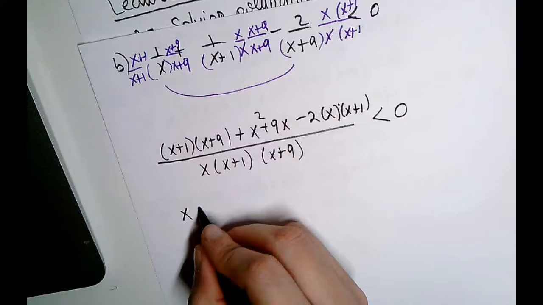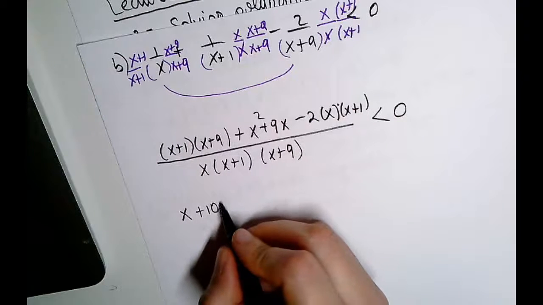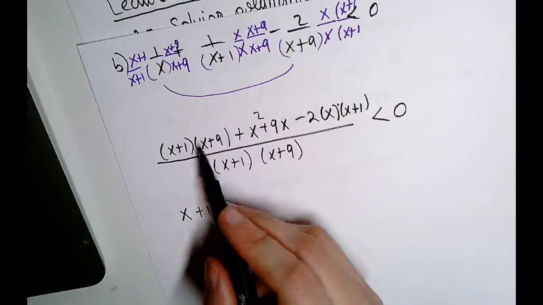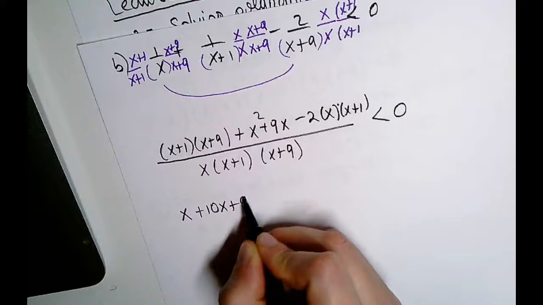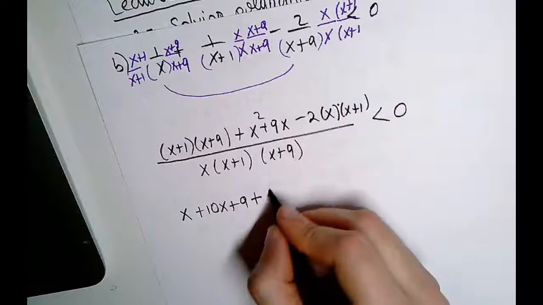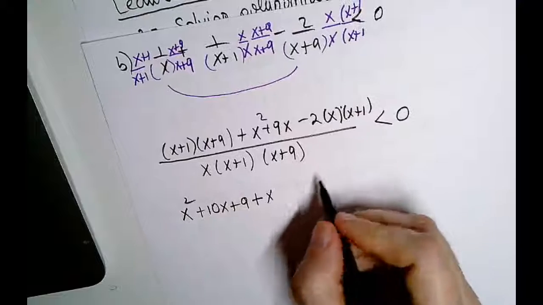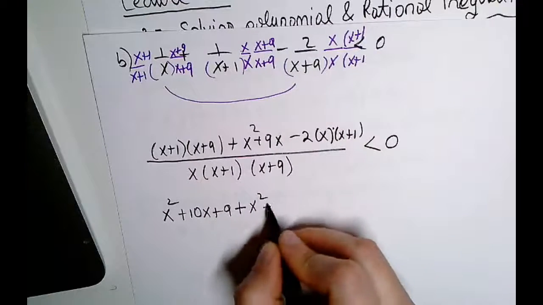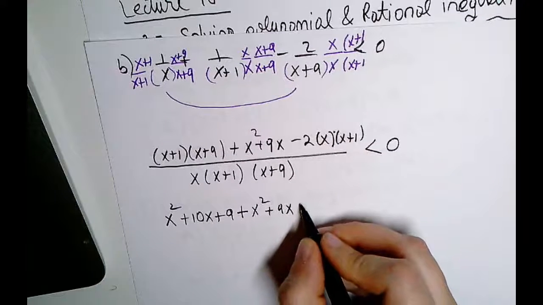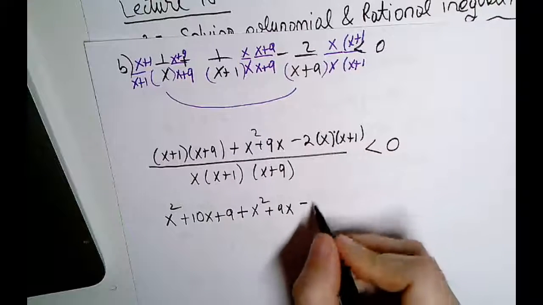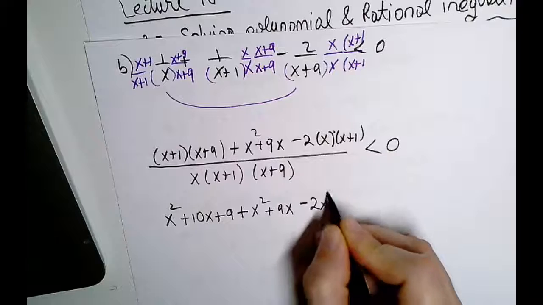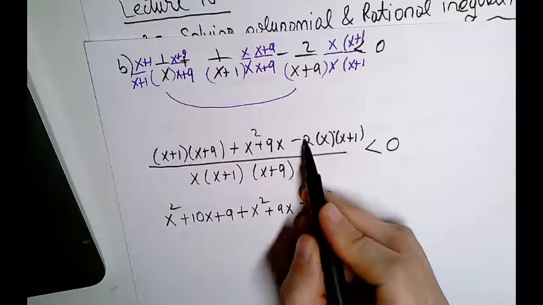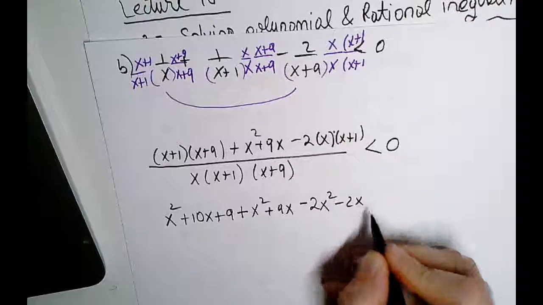This is going to give me x squared plus 9x plus x, so plus 10x. And then plus 9. And then plus x squared plus 9x, minus 2x squared minus 2x.